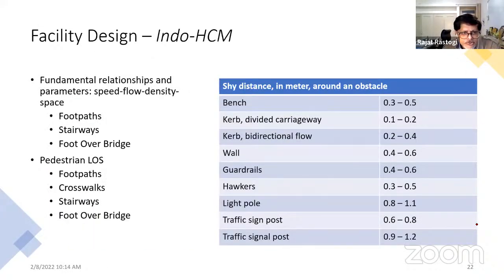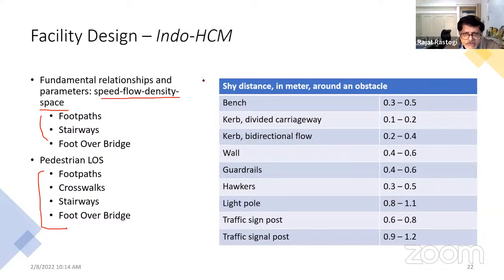When you look at the IndoHCM, it further talks about the fundamental relationships in terms of speed, flow, density, and space for footpaths, stairways, and foot over bridges. So they have given the equations, they have given the curves, how they look like, and they have given the characteristic values like optimum speed or the maximum flow or the jam density and so on. And then pedestrian LOS is again being defined for these four types of facilities.